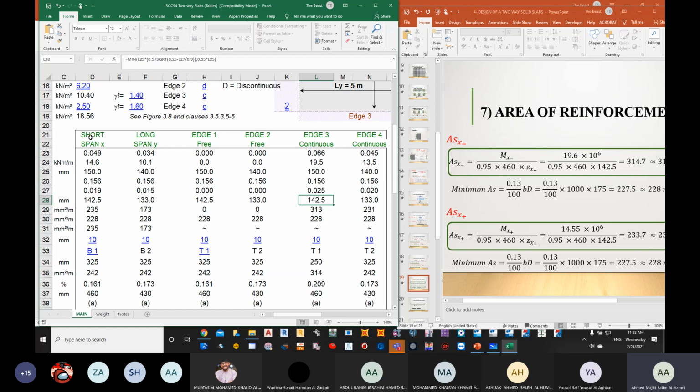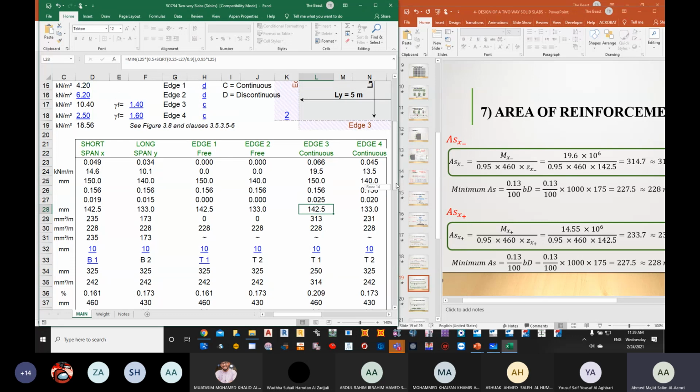So you can see here short span. Span is referring to bottom, short is referring to one, and for the long span, we are referring to span, the span is going to be B, which is bottom. Long is going to be two. Edge number one, all of the edges are going to be T. All of them are top.